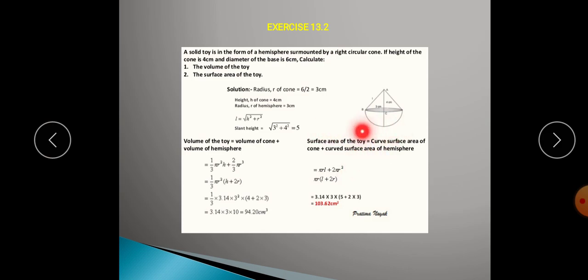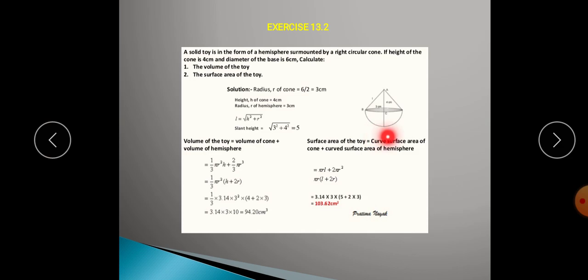Now what is the CSA of the toy? It is the CSA of the hemisphere plus the CSA of the cone. The CSA of a hemisphere is 2 pi r square, and for the cone it is pi r l. So take pi r outside: pi r into (l plus 2r). Substitute the values, multiply, and you will get the answer.